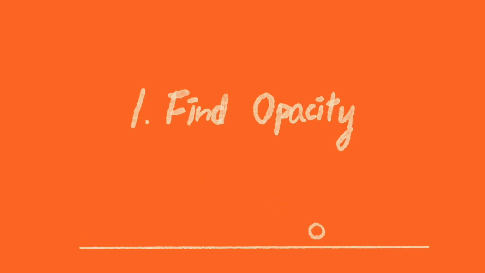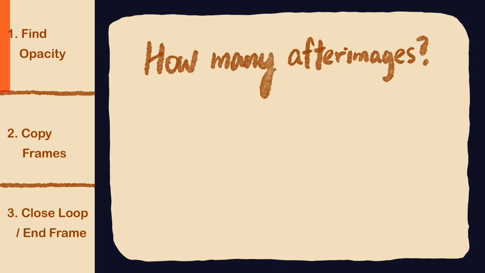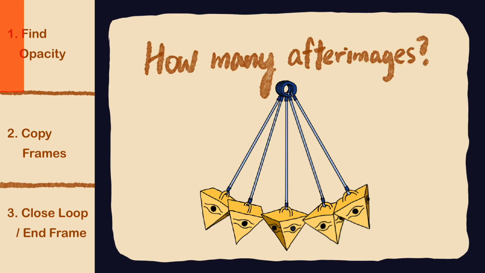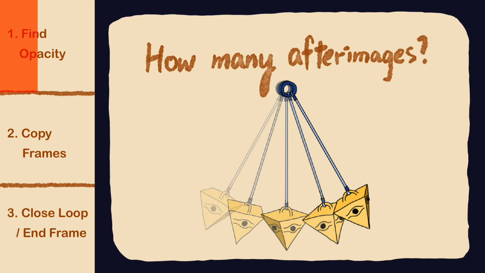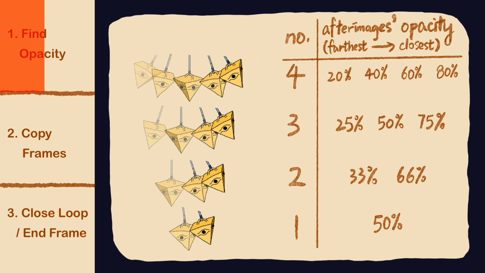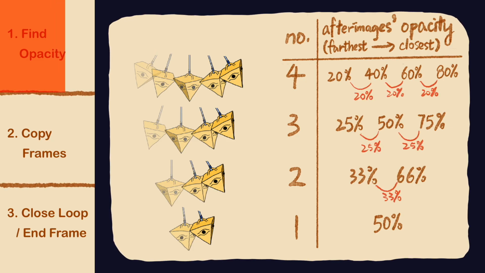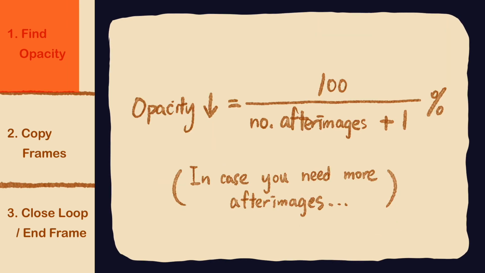Let's begin. Before adding the after images, you should ask yourself how many after images you want so that you can evenly space out the opacity. Here is a list of the opacity you can use for different numbers of after images. Note the opacity difference between consecutive after images is the same. In case you need more after images, you can also use this formula to calculate the opacity difference.